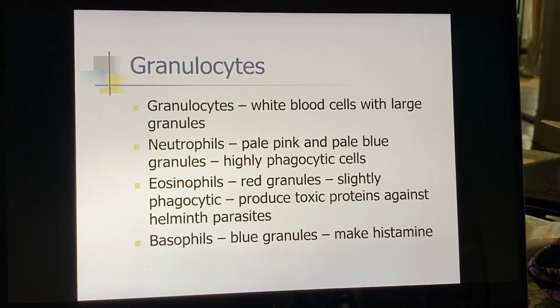And so there's no way that there's going to be a cell big enough that can engulf an entire worm, even if it's a microscopic hookworm. So the way that these cells work is they produce these toxic proteins that kill and basically poke holes in the worm. And then as the worm degrades, they can phagocytize some of those smaller pieces.